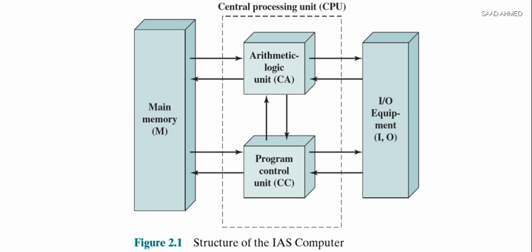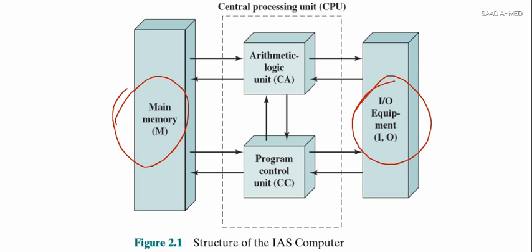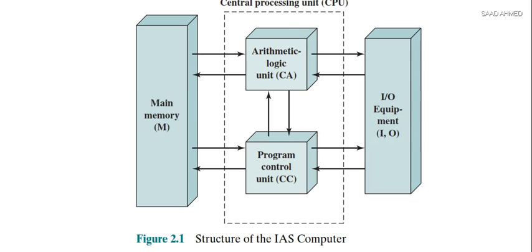Look at this diagram. This is the structure of the IAS computer, and you can see on the left side we have main memory. On the right side we have input output equipment, and the central processing unit carries the arithmetic logic unit and the program control unit. These are the basic parts of a computer system.